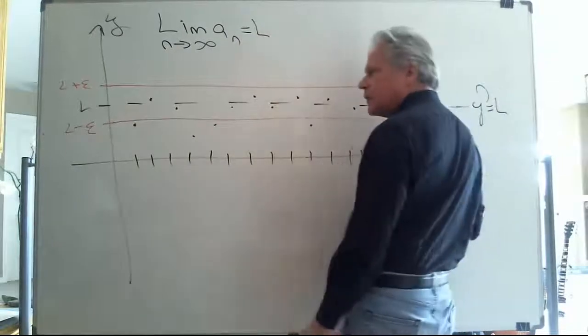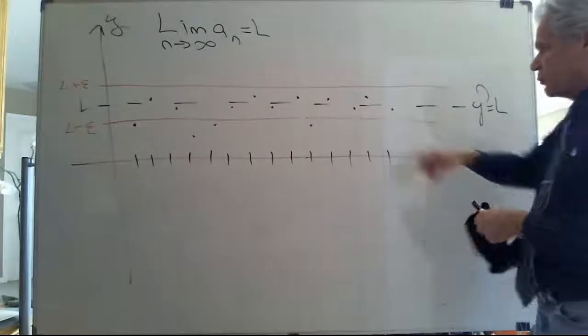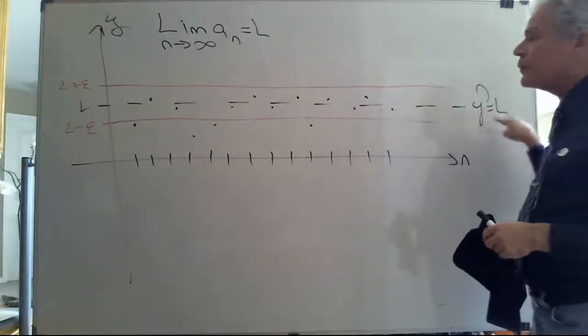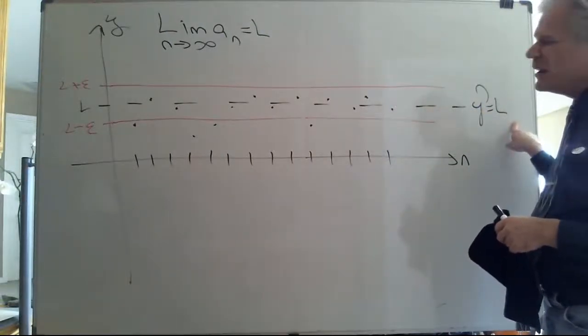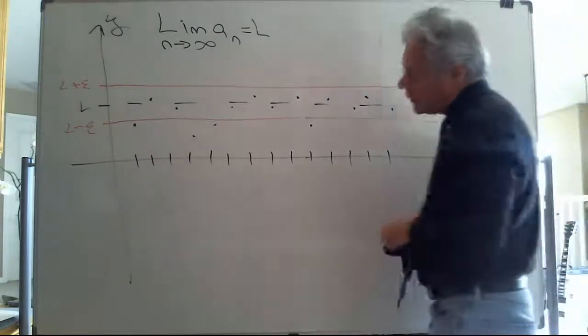As lowercase n increases, if this really is true, then I think what's really happening is that the terms, which are represented by these dots, are simply getting closer and closer to the line y equals L. But that's an intuitive notion of looking at it, so let me make it a bit more rigorous.